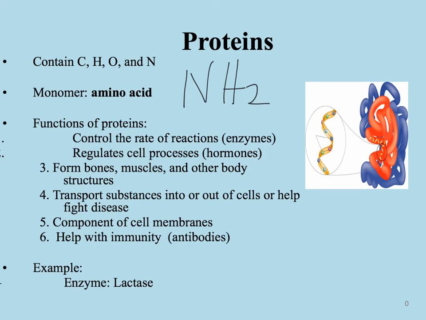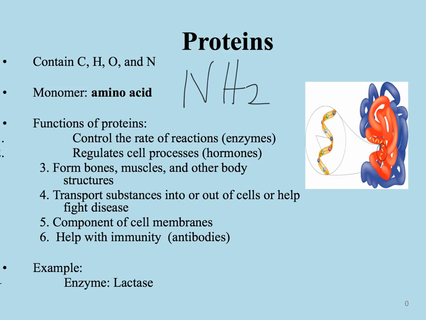Or if I see sulfur present, I know I'm looking at a protein if I see it along with this NH2 group, because the monomer for a protein is an amino acid. There are a lot of functions associated with proteins, and we're going to go into some of those here. We're going to talk a lot about them in upcoming units as well.